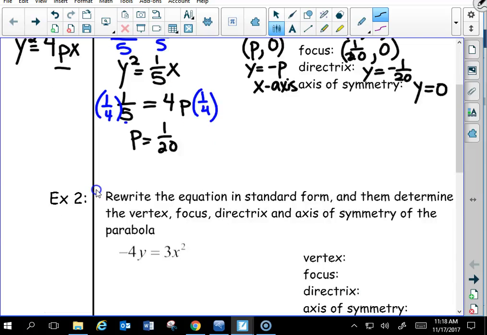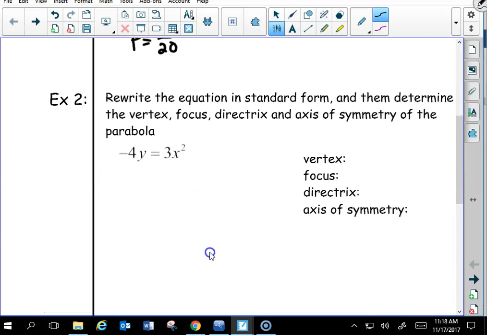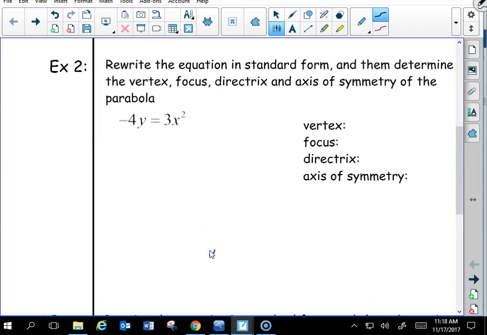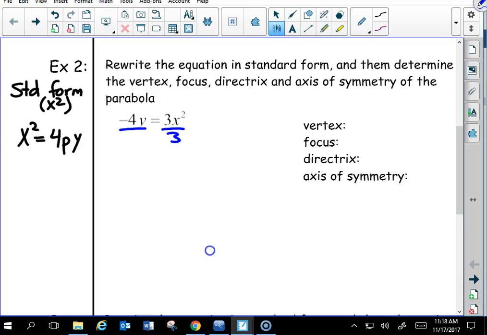And we are done with that problem. Okay, the next problem is the same idea, only we have an x squared. So our standard form when it's x squared is x squared equals 4py. We're going to take this equation and solve it for x squared, and we get -4/3 y equals x squared. We're going to do the same thing and solve for p. So 4p is equal to -4/3.